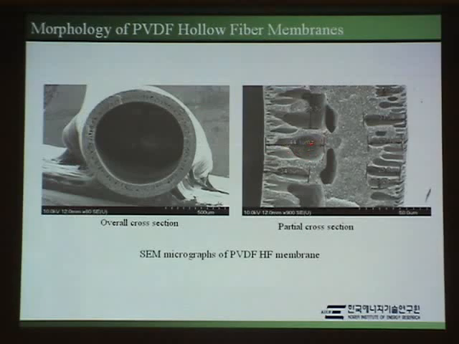You can see the large macrovoids on the inner side of the wall. In the middle, the sponge-like structure is obtained, and this is of course due to slow precipitation, because it does not allow the water to enter much inside the membrane.